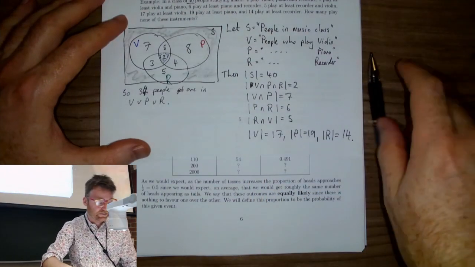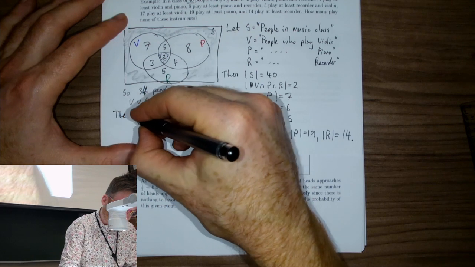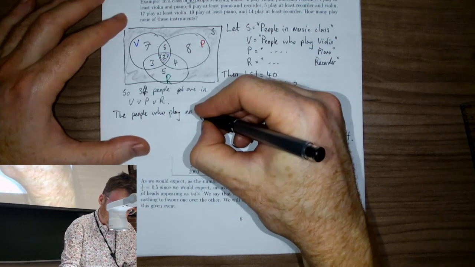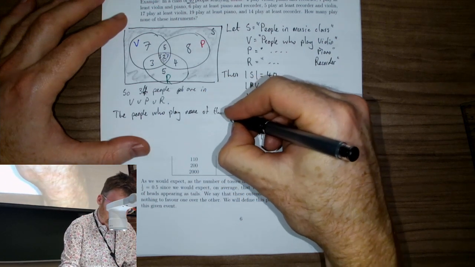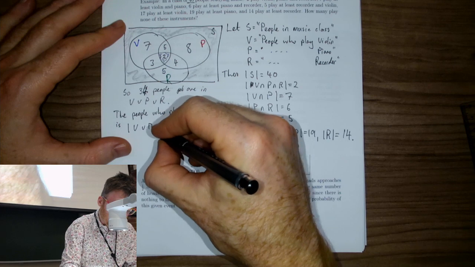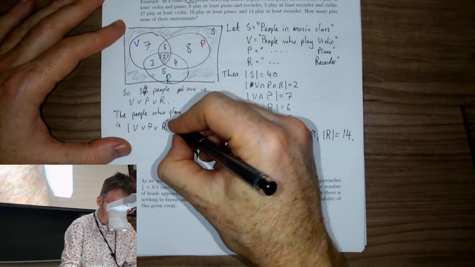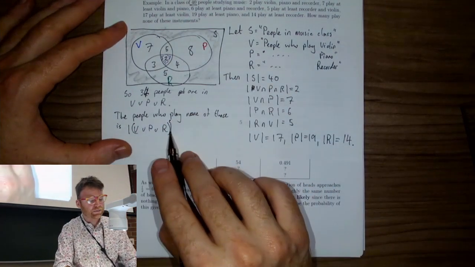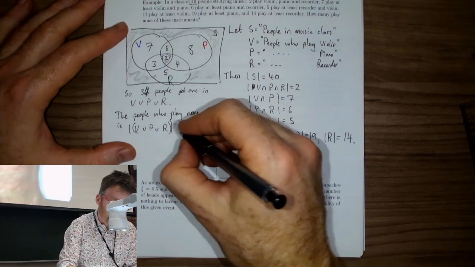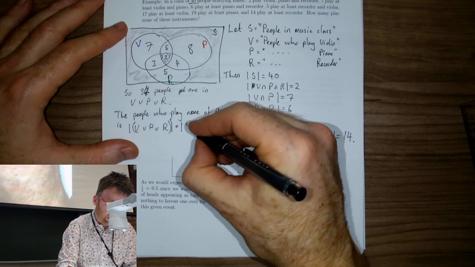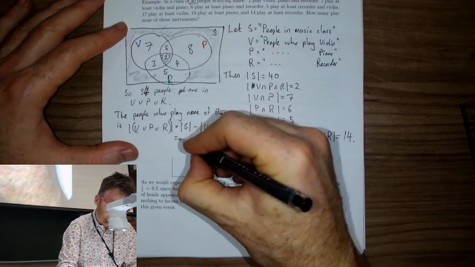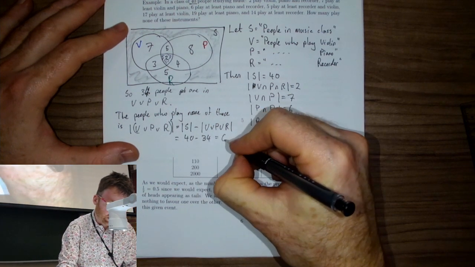There were 40 people in the class though. Is the size of V union P union R, I guess, complement. So here's the people who play at least one of those instruments, and we want to know how many people are not playing at least one of those instruments, which is the set complement, and this is the size of the universal set minus the size of V union P union R, which is 40 minus 34, which is 6.